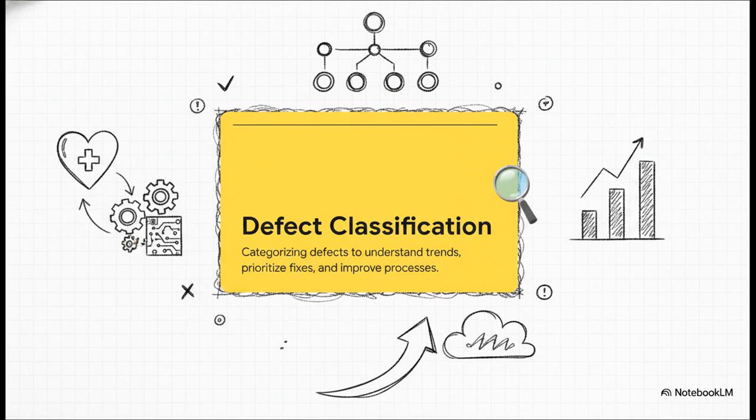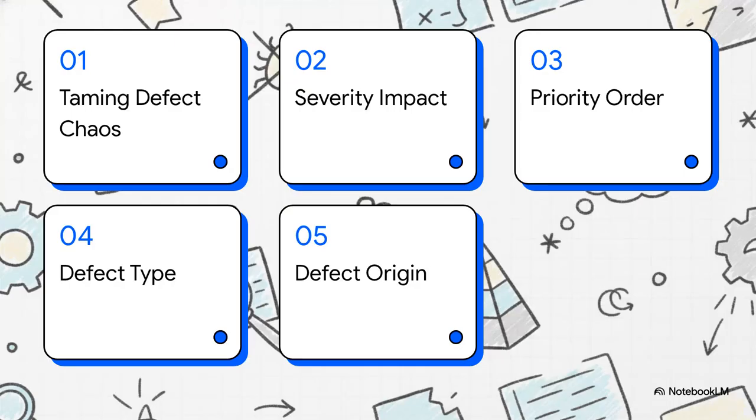At its core, defect classification involves categorizing the bugs discovered during the software testing process, based on various risk and impact factors. Think of this as your ultimate triage system to save the software patient. By doing this, teams stop reacting blindly. Instead, they build a really robust framework to understand defect trends, prioritize their fixes intelligently, and ultimately improve their entire development and testing processes. To build this system out, we're going to follow a 5-part framework today.